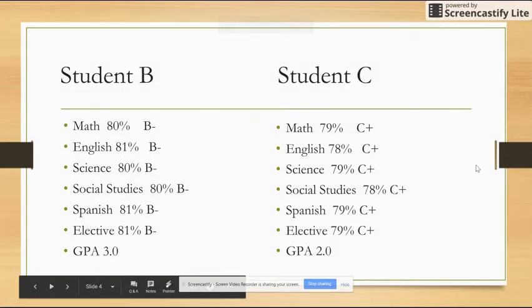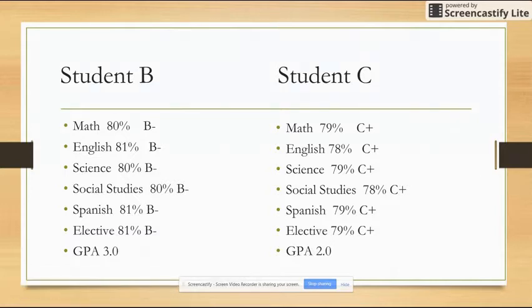Now that we know how to calculate a GPA, let's take a look at students B and C. Student B has between 80 and 81% in all of their classes. Since these grades are all Bs, the GPA is 3.0. Student C has between 78 and 79% in all of their classes. The grades are all Cs, so the GPA is 2.0.